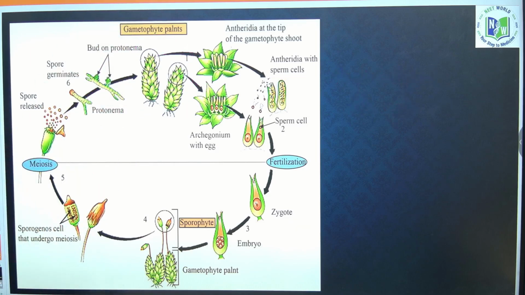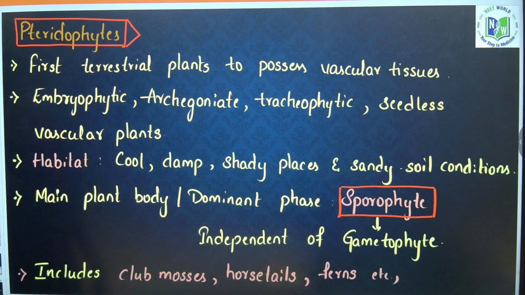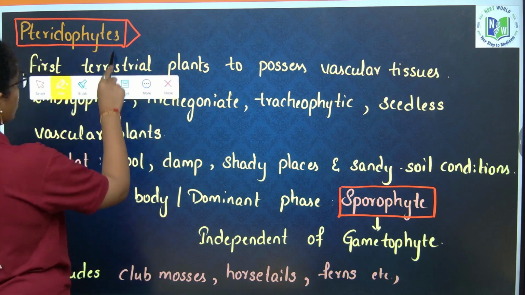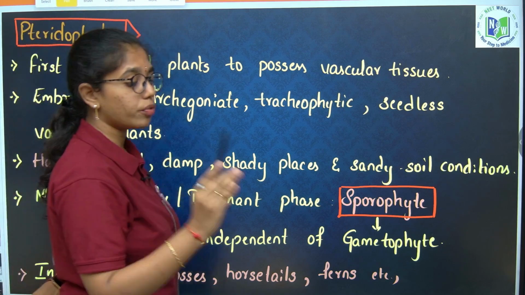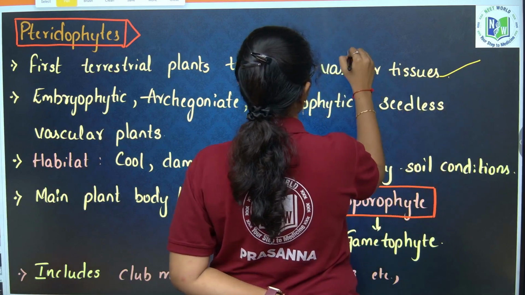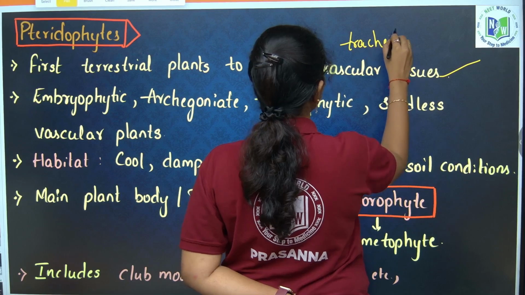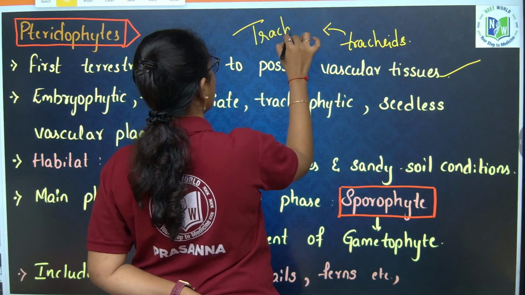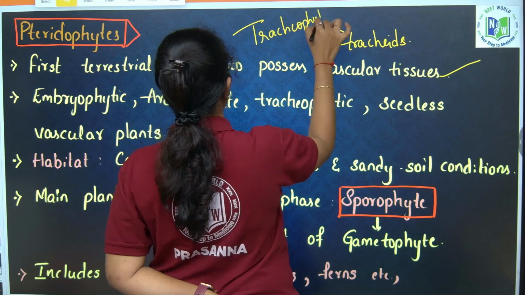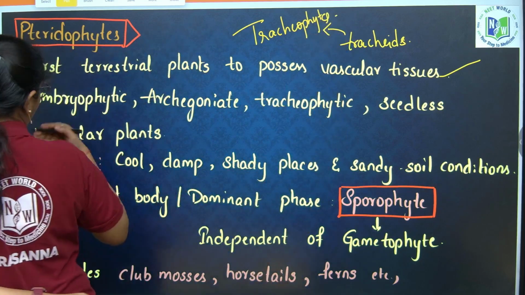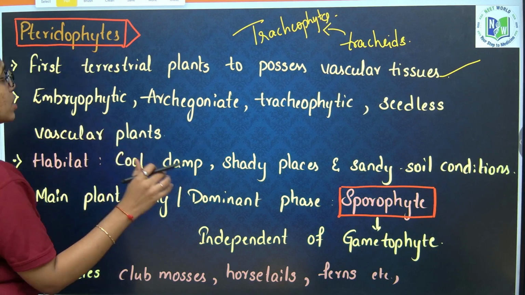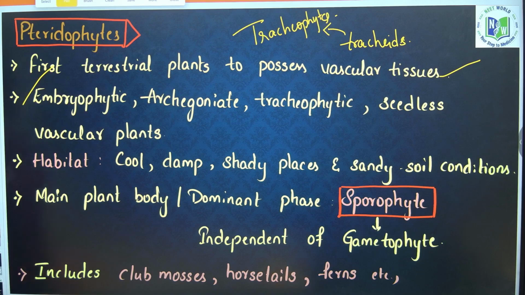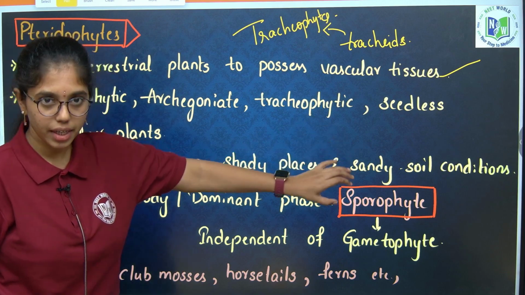Coming to pteridophytes. These are the first terrestrial plants to possess what? Vascular tissues, for example, tracheids. As they bear tracheids, you will call them what? Tracheophytes. First tracheophytes are pteridophytes. So they are embryophytic, archegoniate, tracheophyte and seedless vascular plants. They are what? Seedless vascular plants. Coming into the habitat, of course, cool, damp, shady, sandy soils.